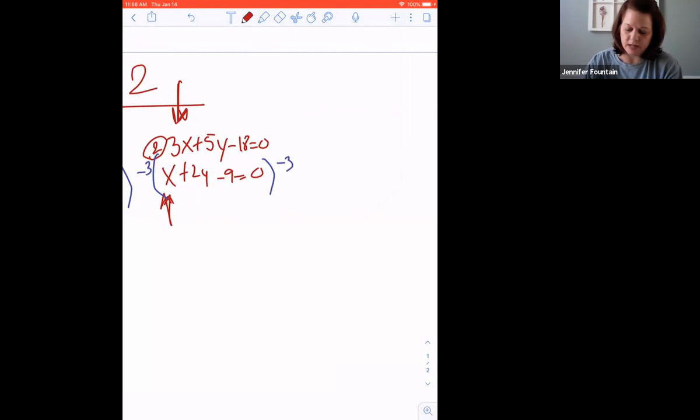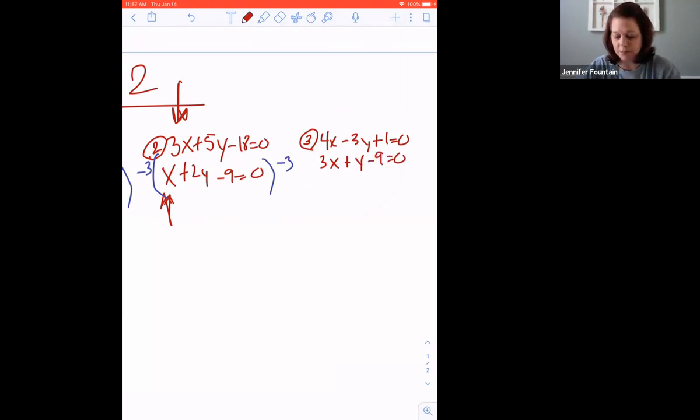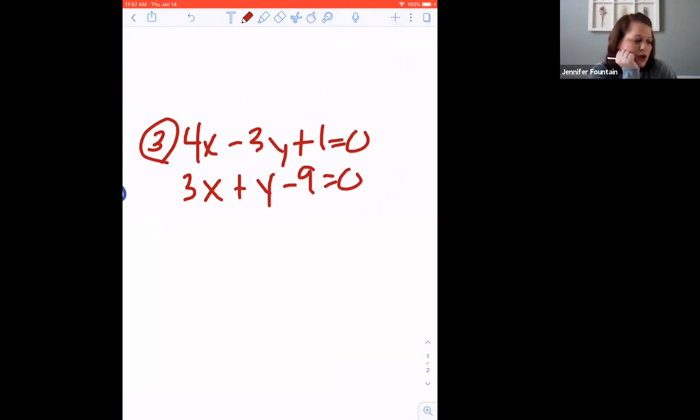Let's look at number 3. Number 3, I have 4x minus 3y plus 1 equals 0. And 3x plus y minus 9 equals 0. Let's look at this one. This is the third one, top row, page 122. If you want to go ahead and number your problems across the top, 1, 2, 3, 4. The next one's on the second row, 5, 6, 7, 8.